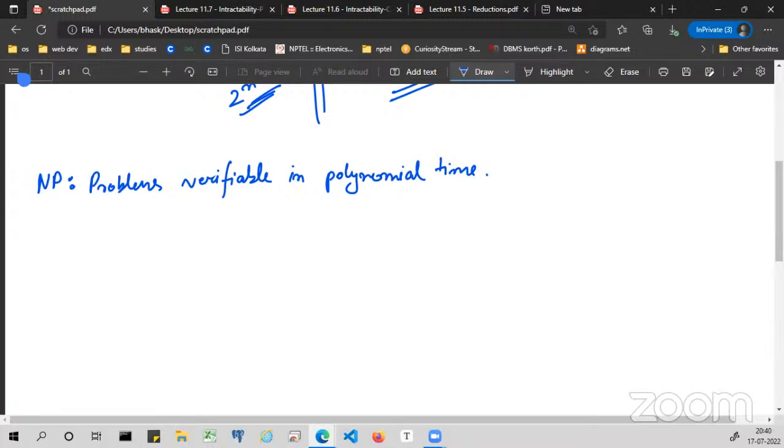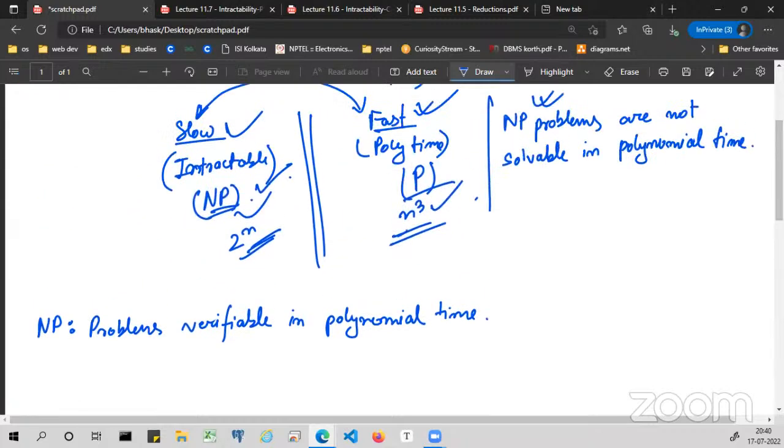Checking function, exactly. Never make the mistake of saying that NP problems are not solvable in polynomial time, or are solvable in non-deterministic polynomial time. Why? The thing is, it's not yet proved. What I wrote over here, that P is n cube and NP is 2 to the power n, that is correct, but this is not a statement. This is what we have observed till now.